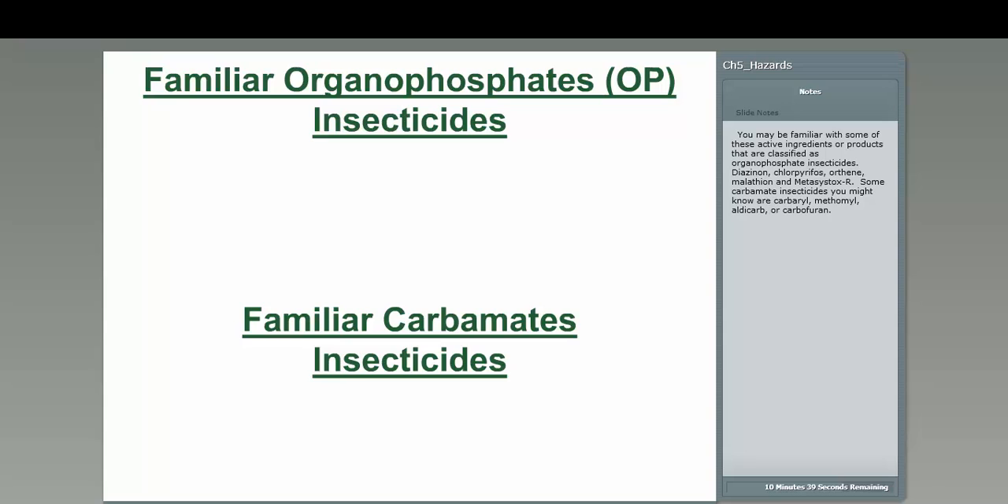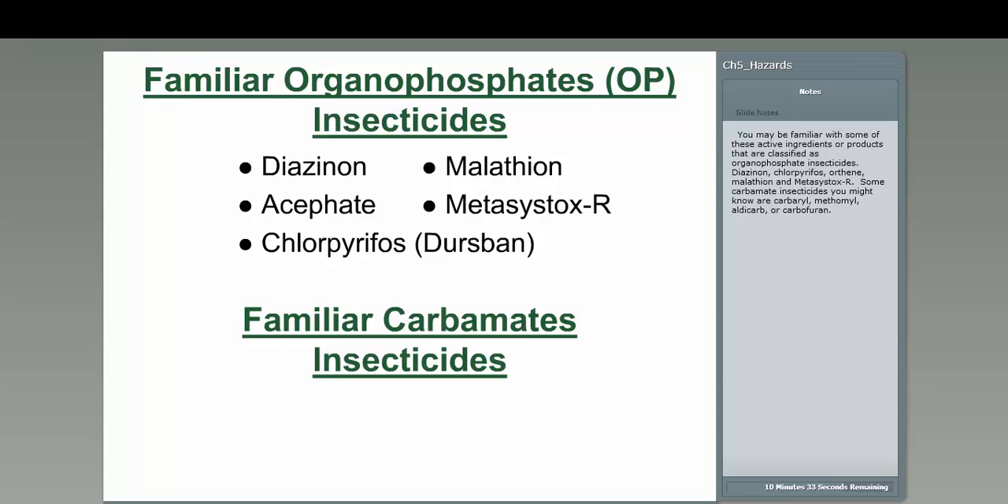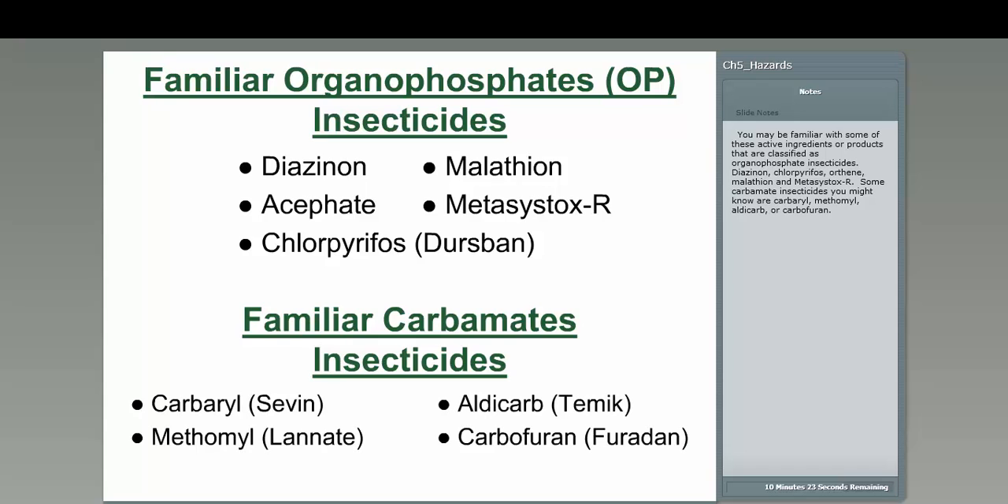You may be familiar with some of these active ingredients or products that are classified as organophosphate insecticides: diazinon, chlorpyrifos, orthene, malathion, and metasystox. Some carbamate insecticides you might know are carbaryl, methomyl, aldicarb, and carbofuran.